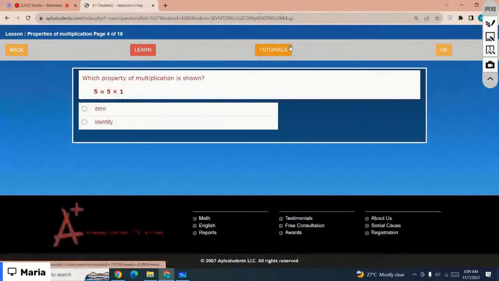Which property of multiplication is shown in 5 equals 5 times 1? Which is the correct option? Is it zero property or identity? Zero property means if you are multiplying a number with 0, the answer is 0. Identity means if you are multiplying a number with 1, the number stays the same. So that would be the identity. The correct option is identity. Multiplying any number with 1 is identity because the number stays the same.